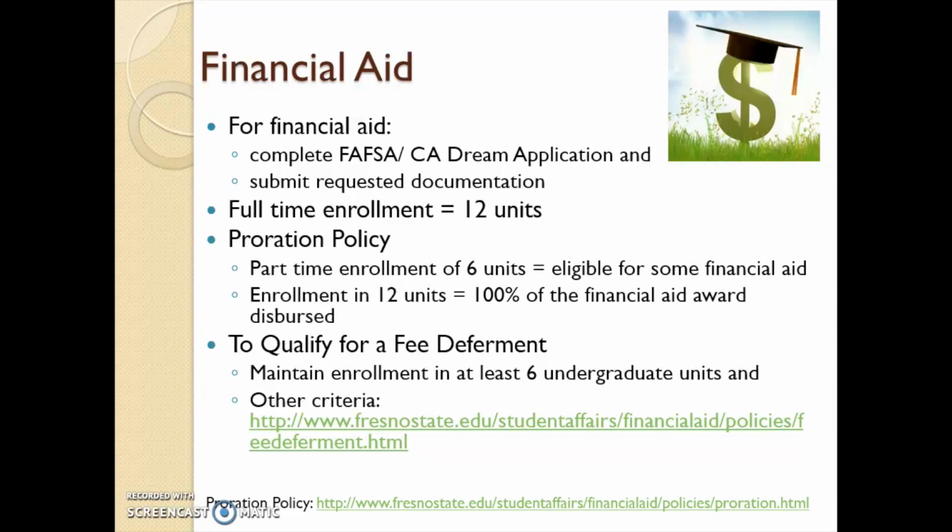However, for any loan amount to be disbursed, you must first accept the loan amount and complete counseling, plus your master promissory note. Per proration policy, you must enroll in at least 6 units to be eligible for some financial aid. To qualify for a fee deferment, one of the criteria is that you enroll in and maintain enrollment in at least 6 units. Other criteria can be found on the financial aid website.